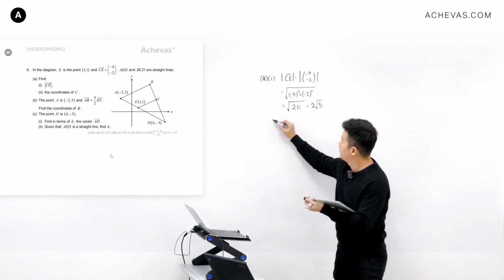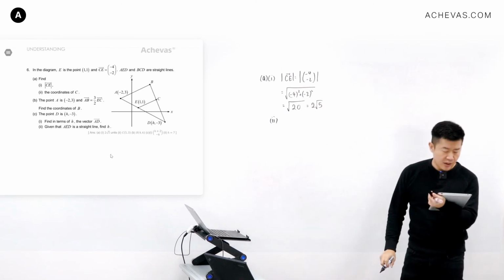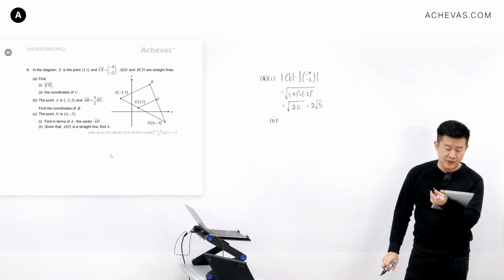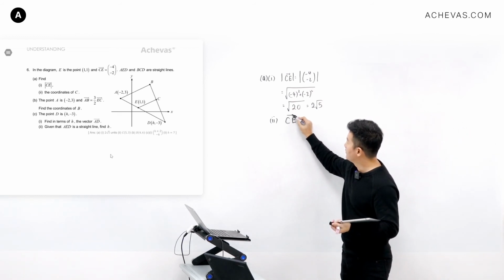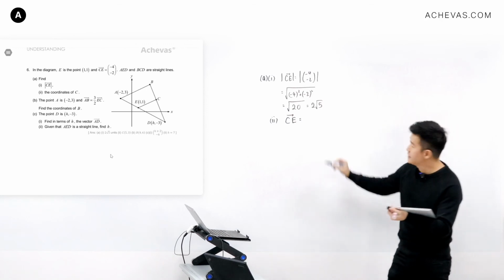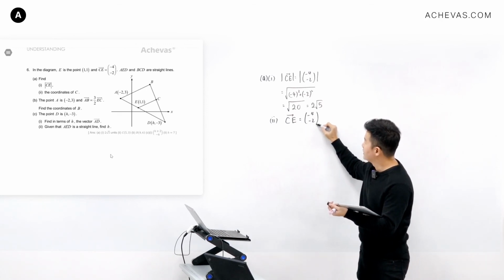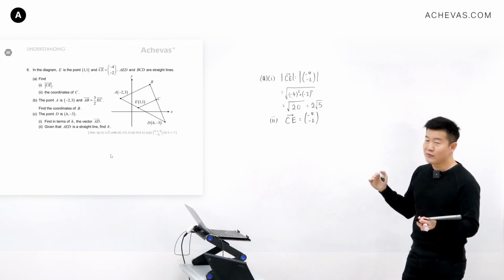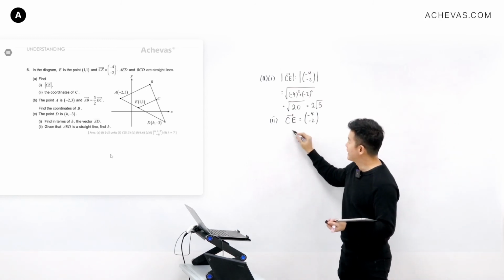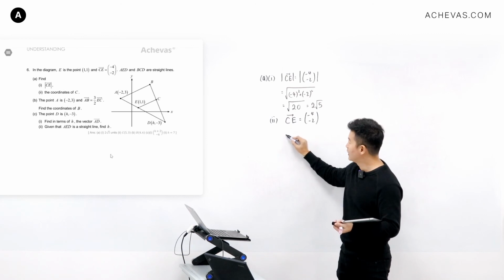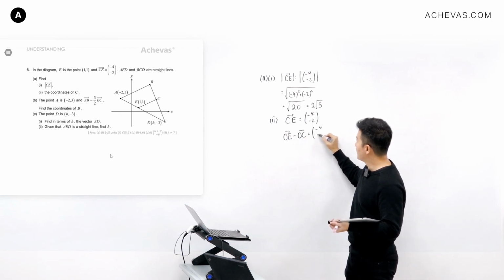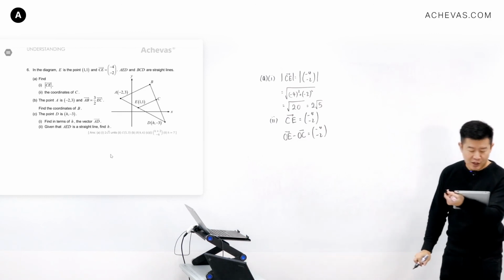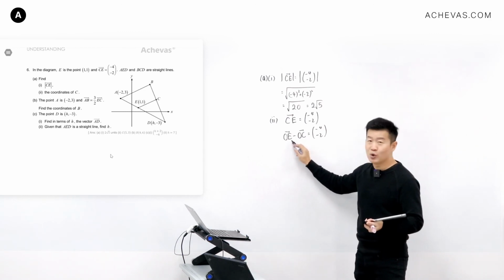Then part 2. We are supposed to find the coordinates of C. To find the coordinates of C, we know that CE is given to us as minus 4, minus 2. If I use the position vector of the terminal point, which is OE, minus the position vector of the initial point, which is OC, this will also be minus 4, minus 2. This should help us find OC because we do know what OE is, correct?